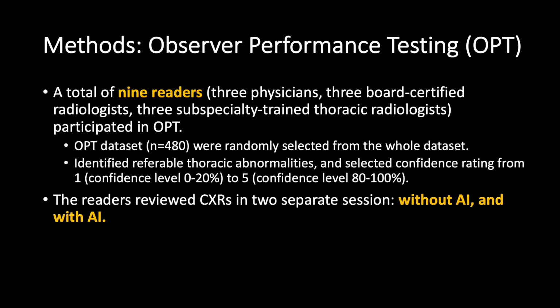9 readers participated in the observer performance test and included physicians, general radiologists, and thoracic radiologist group. For the reader study, OPT dataset were randomly selected from the whole dataset. The readers were asked to identify whether referable thoracic abnormality was present, and if present, select confidence rating from 1 to 5. The reader study was conducted in 2 separate sessions, one without AI and one with AI.